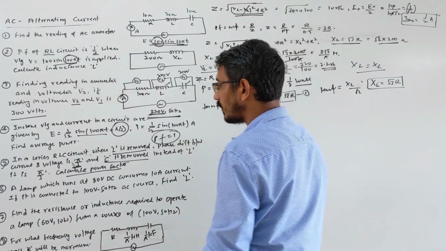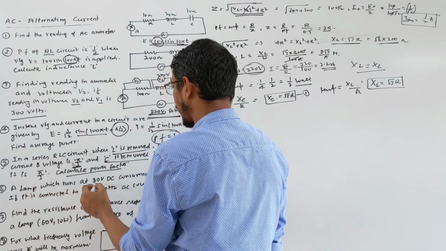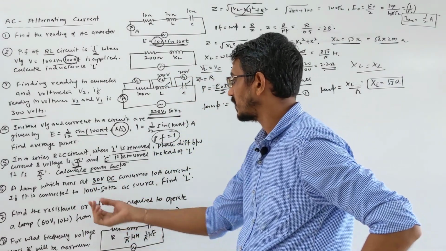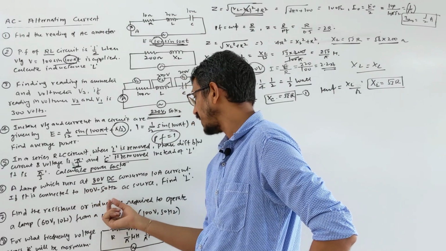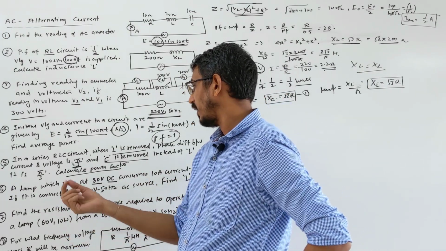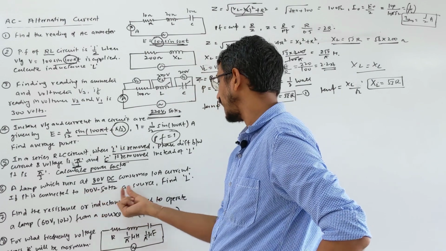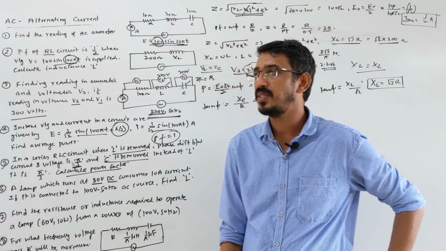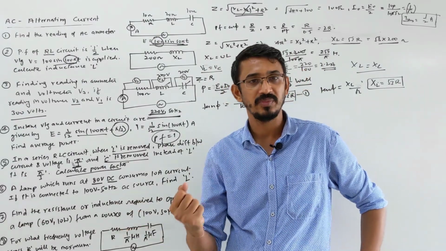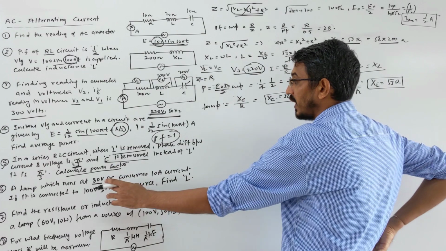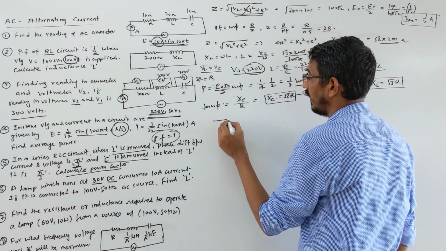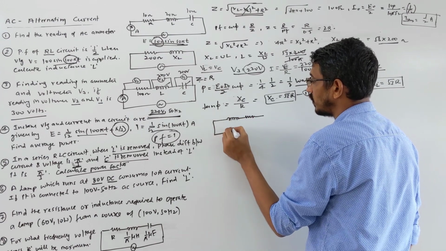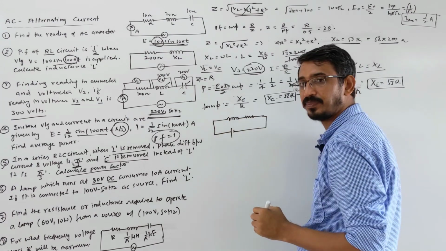So look here. A lamp which runs at 80 volt DC. Watch carefully, an AC and DC relation question is coming. A lamp which runs at 80 volt DC consumes 10 ampere of current. If it is connected to a 100 volt 50 hertz AC source, find the inductance of this lamp. A lamp generally consists of a coil which has resistance plus inductance both. So they are saying first this is connected to a DC source.